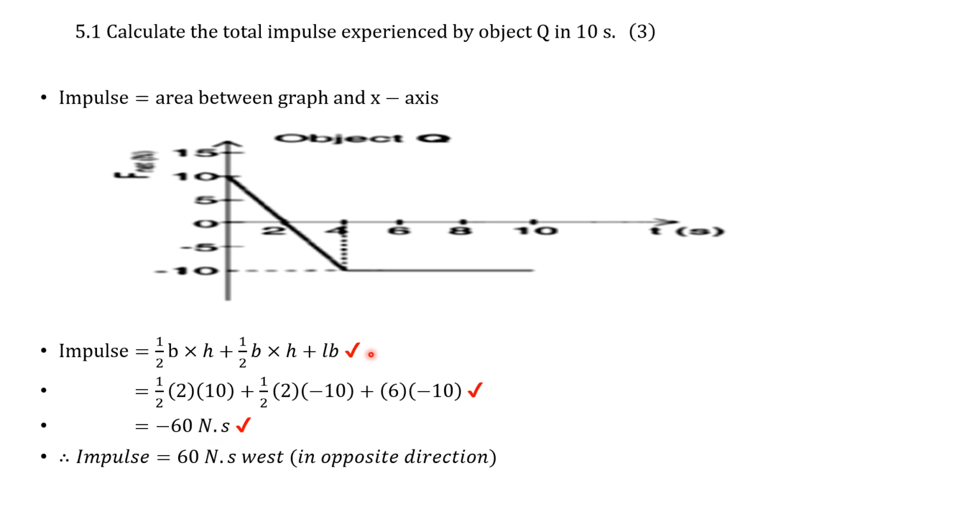So 1 mark there for correct formula, 1 for correct substitution, 1 for correct answer. And remember, if we're taking east as positive, the negative means we are moving west, in the opposite direction. So in this case it is 60 newton seconds.